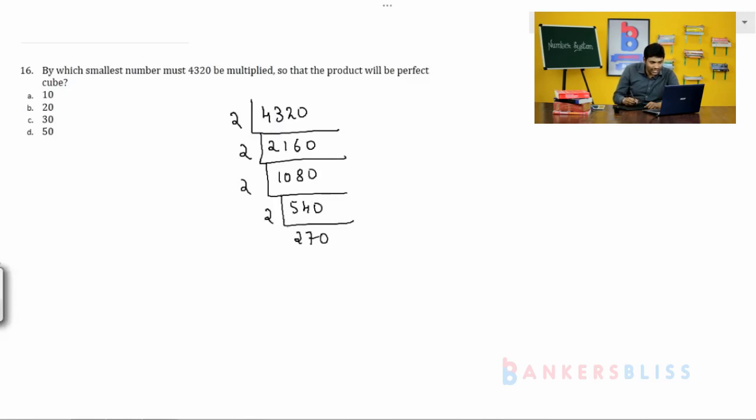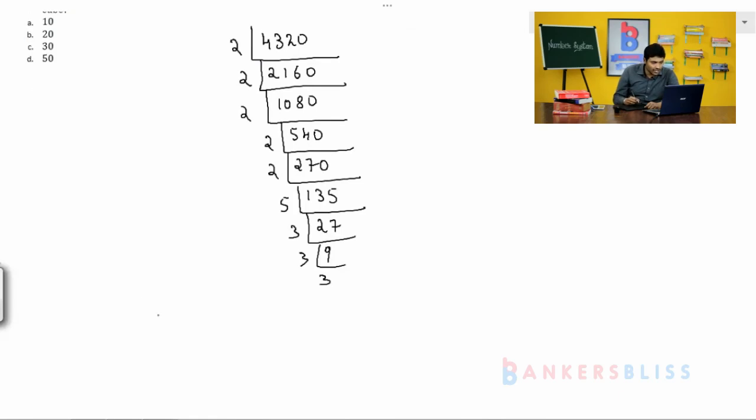2 7s are 14, again by 2 you divide, 2 1s are 2, 2 3s are 6, 2 5s are 10. Now you divide it by 5, 5 2s are 10, 5 7s are 35, next by 3, 3 9s are 27, next 3 3s are 9. So what are the factors you got? See here, 2 into 2 into 2 into 2 into 2, next into 5 into 3 into 3 into 3.